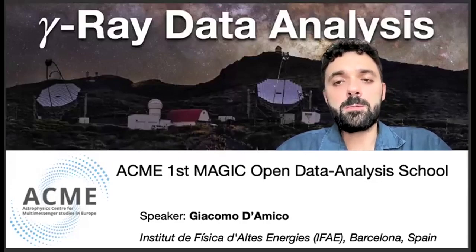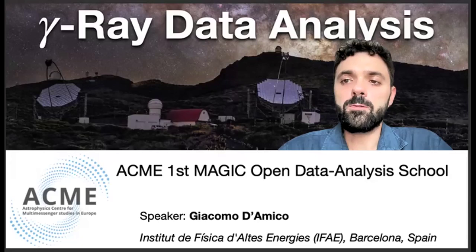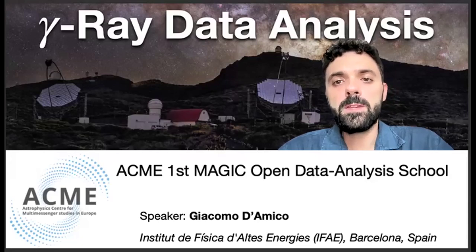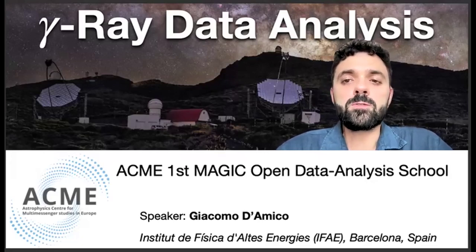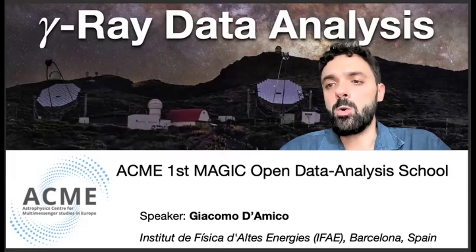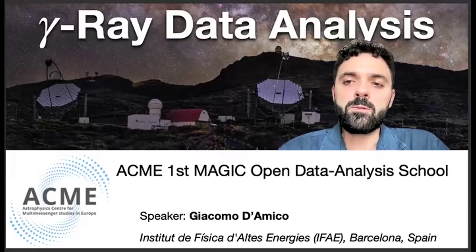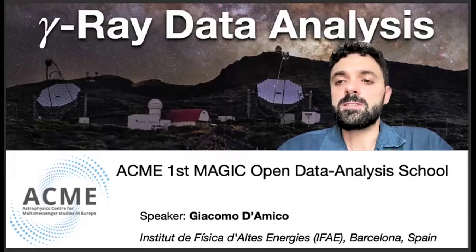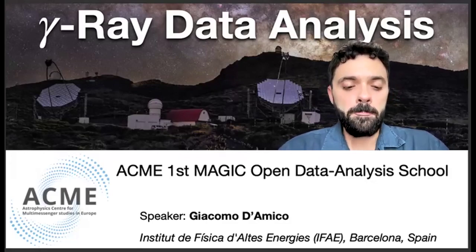My name is Giacomo D'Amico. I am a researcher at the Institute of Energy Physics in Barcelona, and in the next 45 minutes or so, I will guide you through the basic building blocks of how we go from raw gamma ray data to astrophysical results such as the light curve and the spectra.